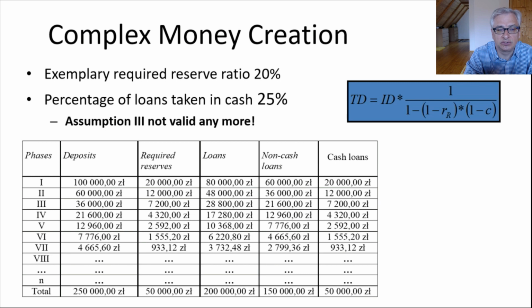What do we learn from this complex money creation? Banks do not like giving cash loans. And you can see it clearly because cash loans are usually considerably more expensive. I mean, banks usually charge a bigger interest rate on cash loans rather than non-cash loans. So this is a kind of incentive for us to take a non-cash loan rather than a cash loan, because cash loans are more costly for the bank.